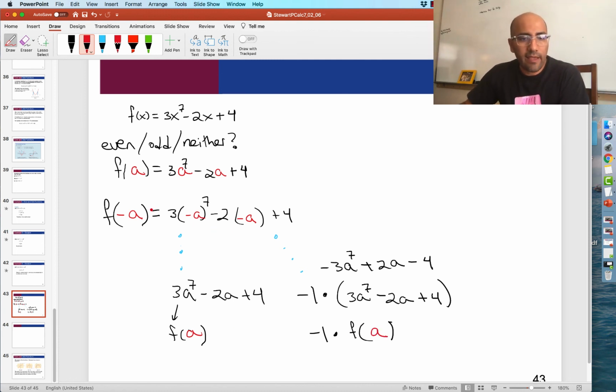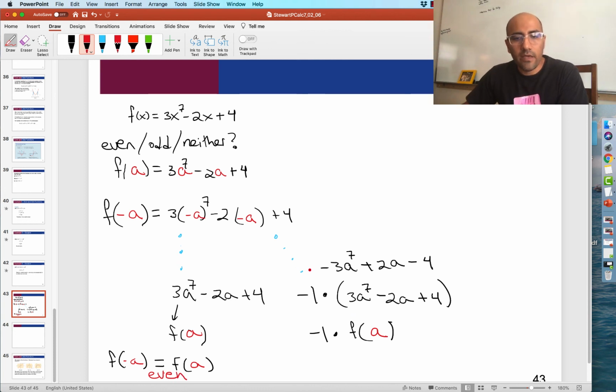So if after you plug in negative a into whatever equation they give you, you use your awesome algebra skills and it simplifies to be the original function evaluated at a, this is the case of f of negative a equals f of a. This could be the case like this. And we know that in this case, this means that this is an even function.